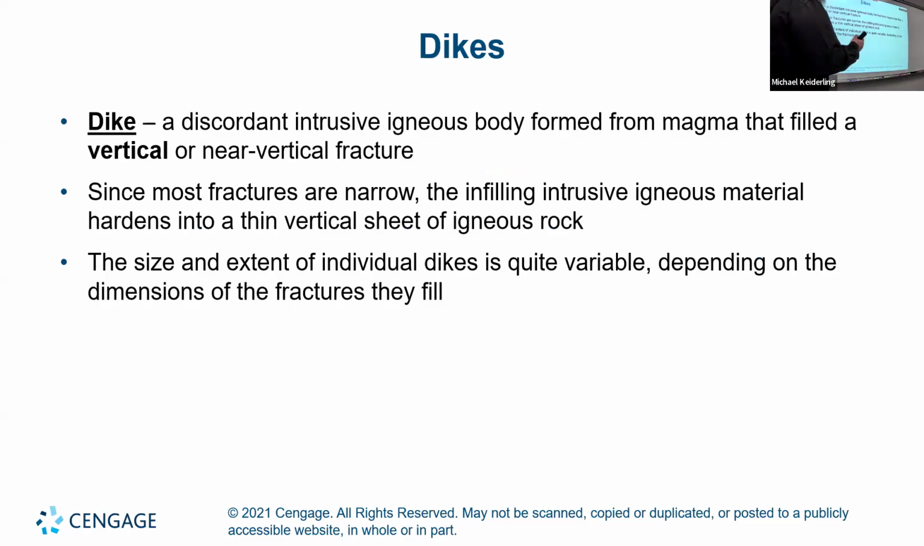Dikes are discordant intrusive igneous bodies formed by magma that filled a vertical or near vertical fracture. They're basically a vertical or near vertical sheet that flowed through an existing crack, filled it with magma, which then solidified to form a dike. Since most fractures are narrow, the infilling intrusive igneous material hardened into a thin vertical sheet.